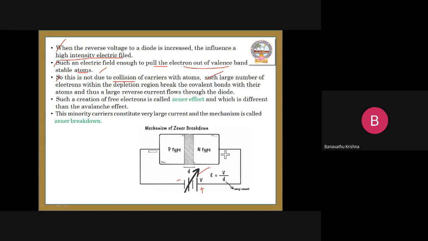So such a large number of electrons within the depletion region break the covalent bond with the atom, and thus a large reverse current flows through the diode. Such creation of free electrons by increasing the reverse bias voltage is called the Zener effect, which is different from the avalanche effect. So these minority carriers constitute a very large current, and the mechanism is called the Zener breakdown mechanism.